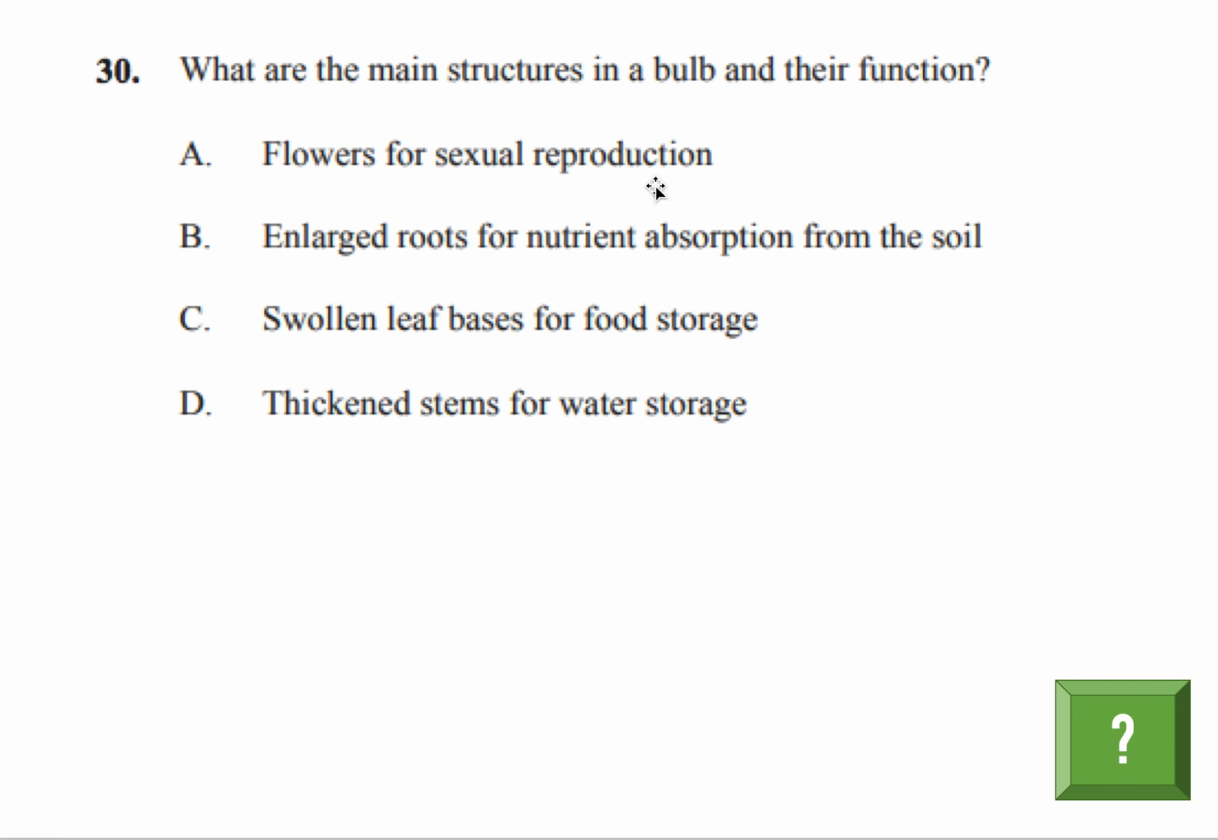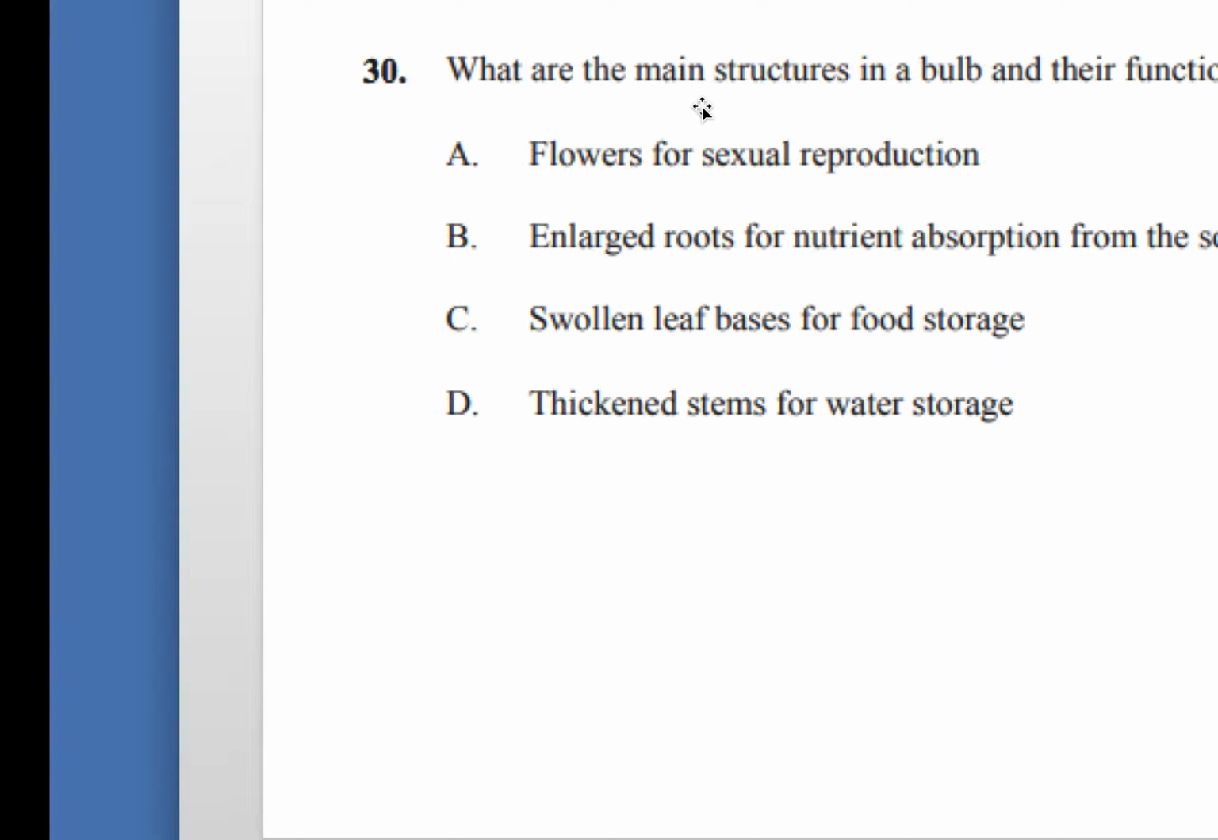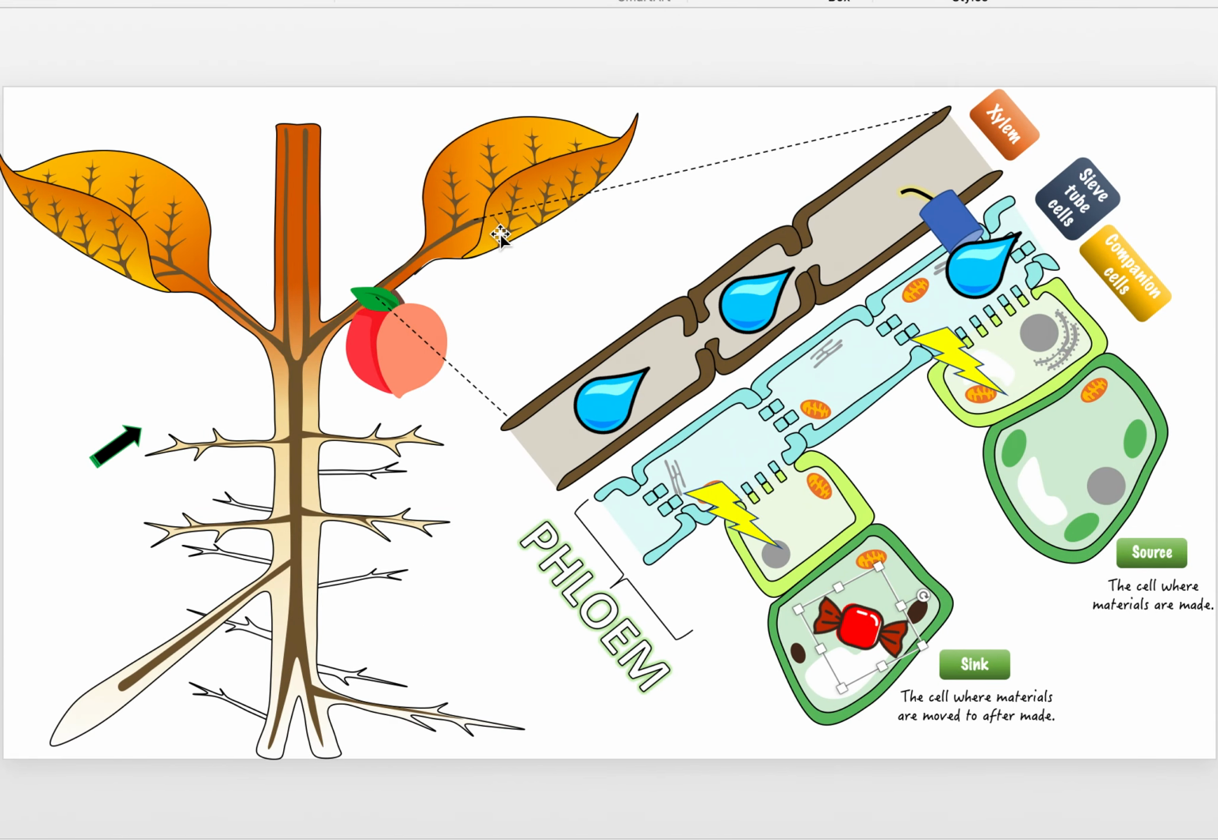What are the main structures in a bulb and their function? Okay, so to answer the question, you need to know what a bulb is. A bulb is a little place, like a safe, or a kitchen cupboard, where a lot of things are stored, a lot of food is stored, okay? Now, it is normally located inside the leaf, by the leaf, where photosynthesis takes place. So that makes sense because the source in the leaf will make all these sugars and store them in a special place, and when the sink needs it, it will then send it, okay?